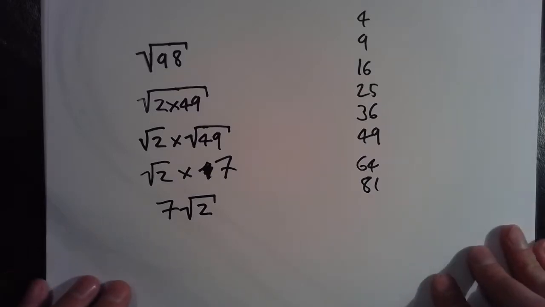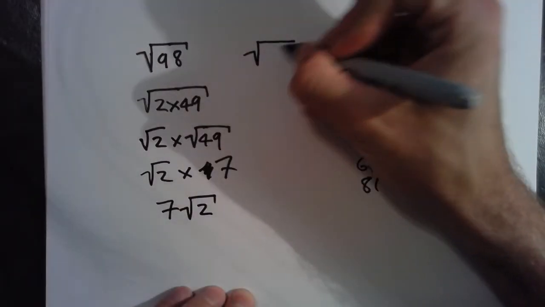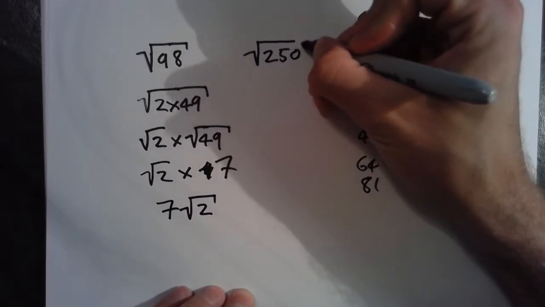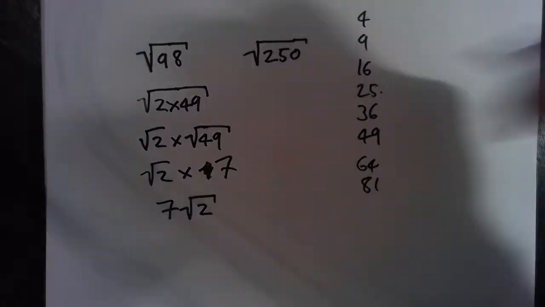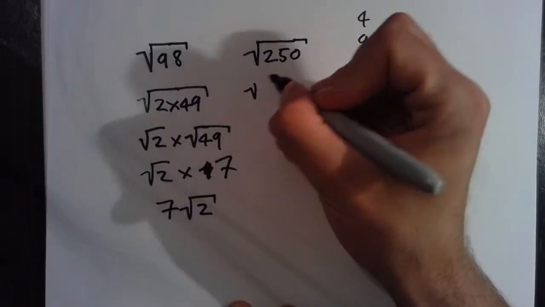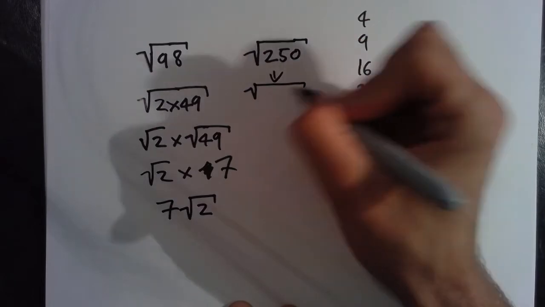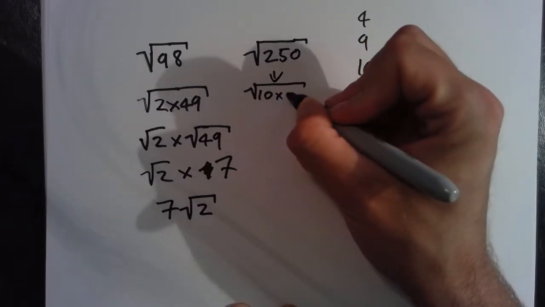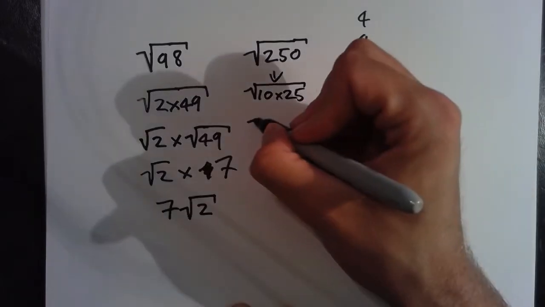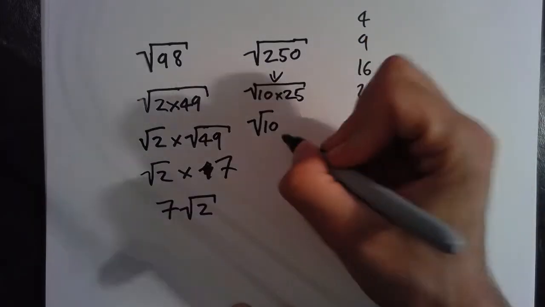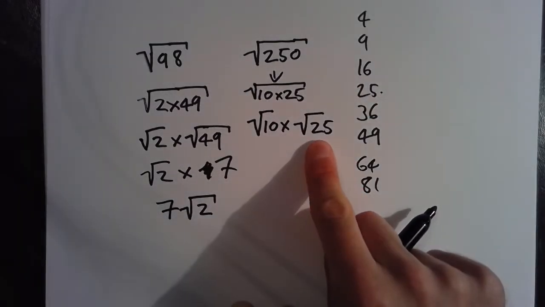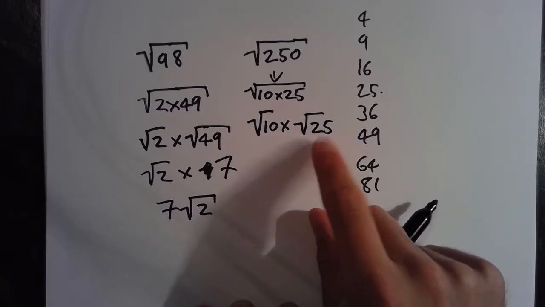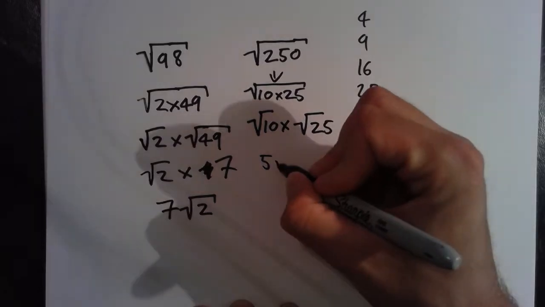If I take another question and I do something like the square root of, this is a nice easy one, 250. 250 is 10 times 25, which means I can write this, do a little arrow, as 10 times 25, which I can then write as the square root of 10 times the square root of 25. Because I know that the square root of 25 equals 5 equals a whole number, I then get 5 square root of 10.